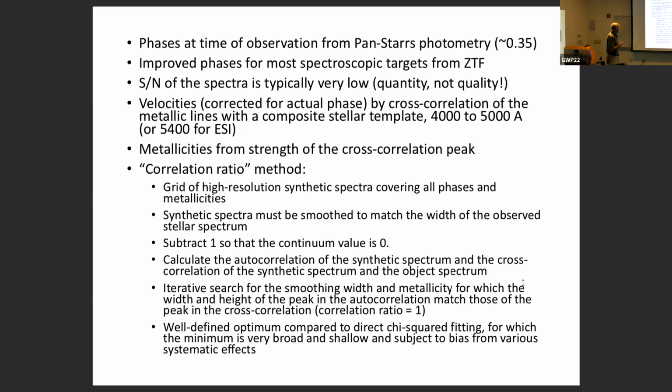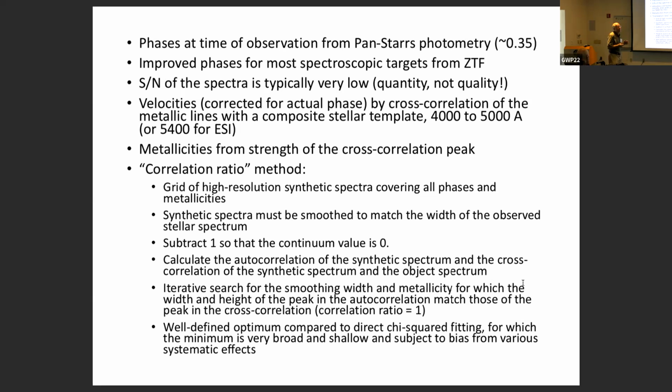Now, on the other hand, the signal to noise of the spectra is terrible because we are interested in quantity, not quality. The velocities were derived by cross-correlation of the metallic lines, not the Balmer lines, with a composite stellar template that Ian had ready to go, roughly from 4,000 to 5,000 angstroms. For the ESI data, it went to 5,400.